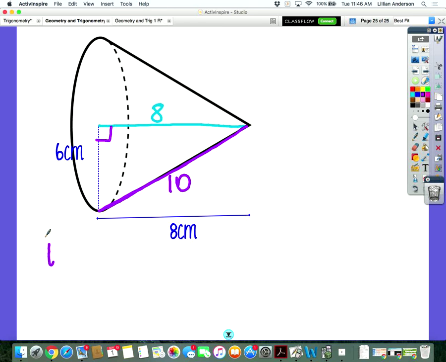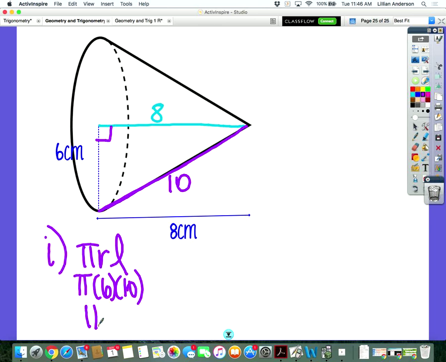Okay? So to find the area of your curved surface, it was pi r l, correct? So pi times 6 times 10, which is 188. Yeah, 188. It's so close, because it's 60 times approximately 3.